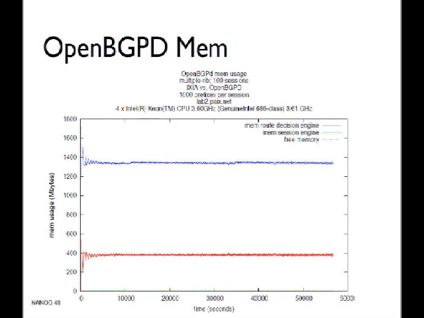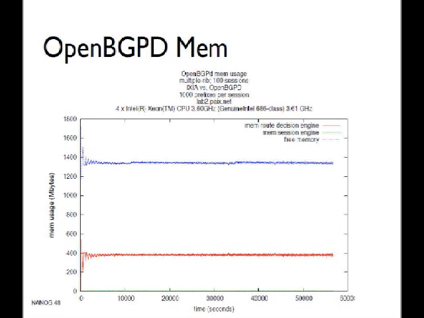Memory usage on OpenBGPD was fairly consistent for the 1,000 prefixes at 100 sessions. It just chugged right along, even in flapping. It held its memory pretty constant. It didn't free it super fast. You can see a little bit of jitter there, but for the most part, once it's up and running, it just stays pretty constant.